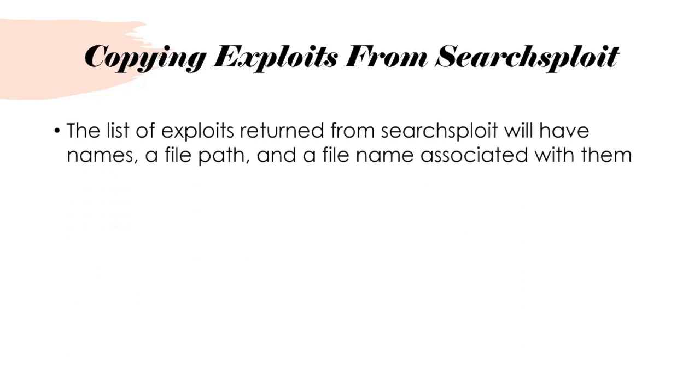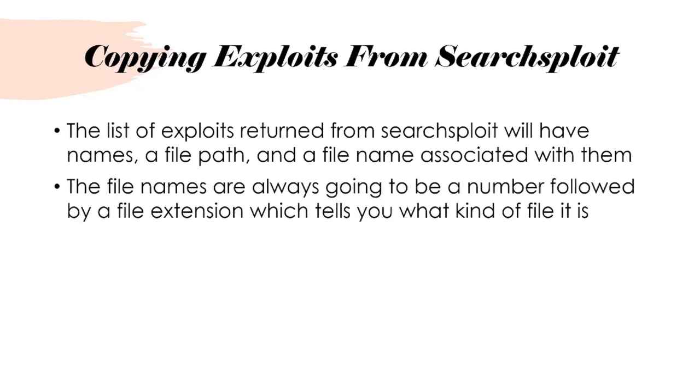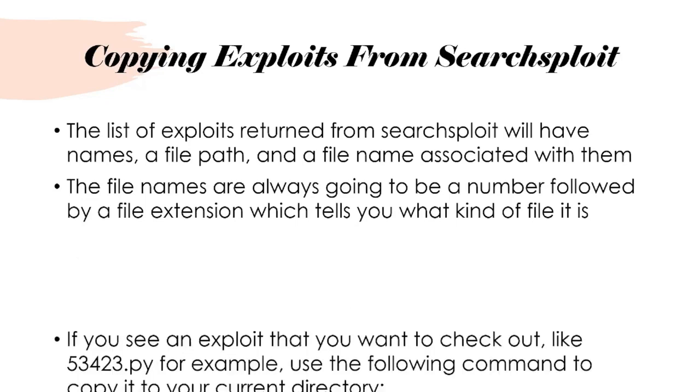The list of exploits that are returned from Searchsploit searches have names for the exploits, a file path for the exploit, and also a file name that is associated with each individual exploit. The file names are always going to be a number followed by a file extension, which is going to tell you what kind of file it is.